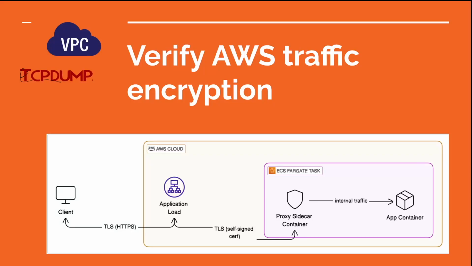Hello and welcome to our final episode of this tutorial where we'll be verifying our AWS traffic encryption using VPC Traffic Mirroring. So, in our last episode, we have completed our AWS infrastructure setup that looks something like this.